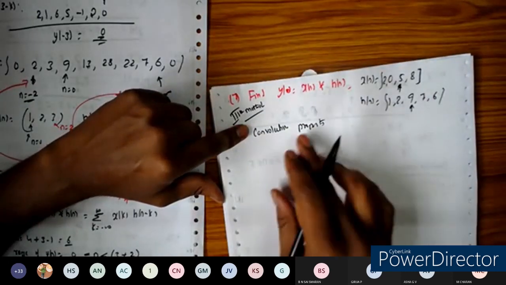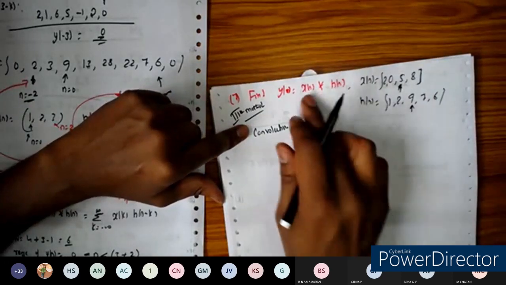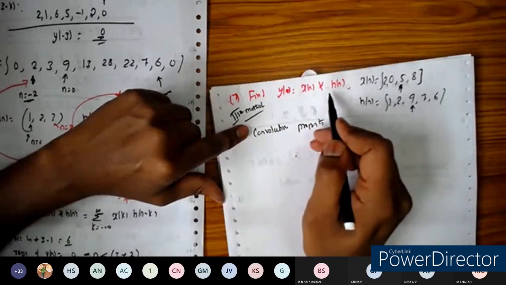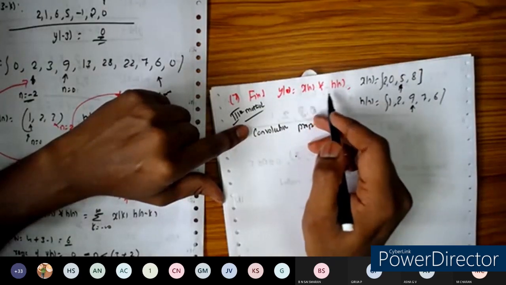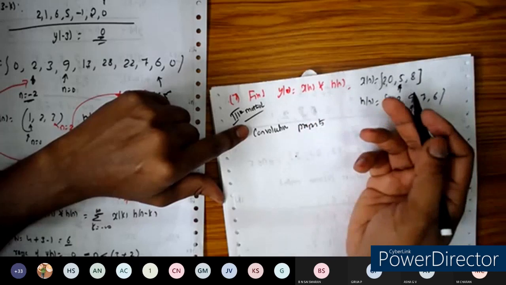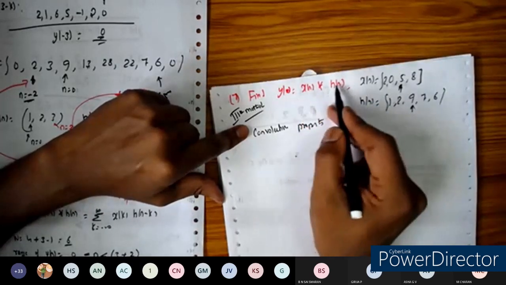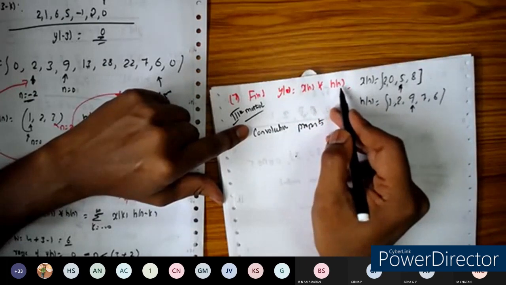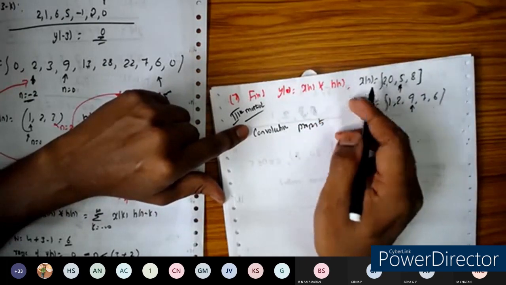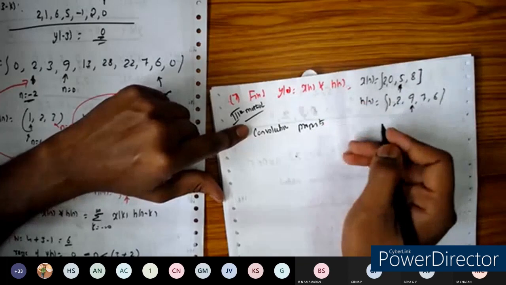For particular topics I'm going to give the application. I told in the last class where you're going to use the convolution. The application of convolution is to find the output of any filter. We need to take the convolution of the input sequence with the filter coefficients. There are many applications like that. When our particular topic comes, I'm going to tell you the applications.